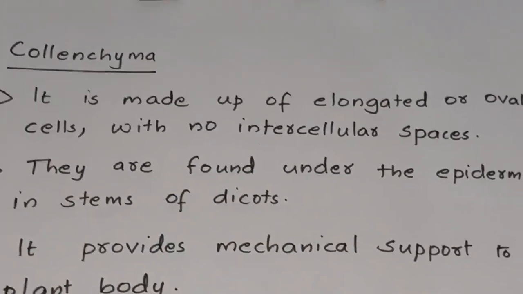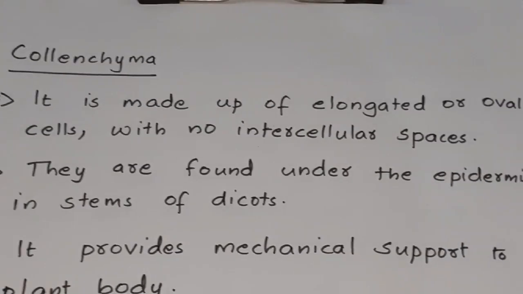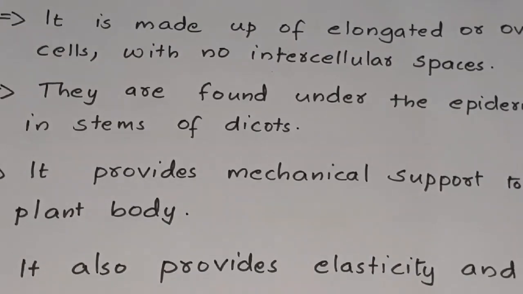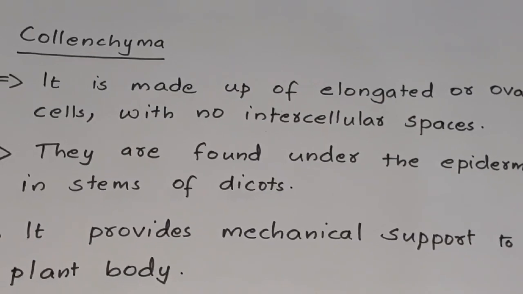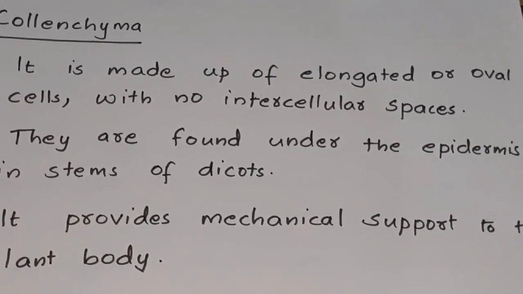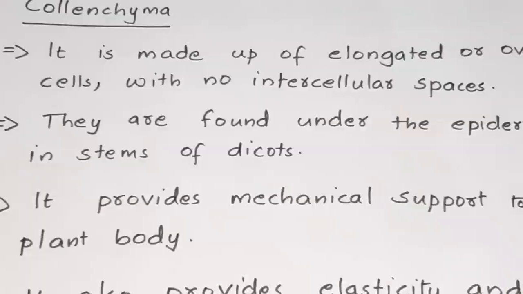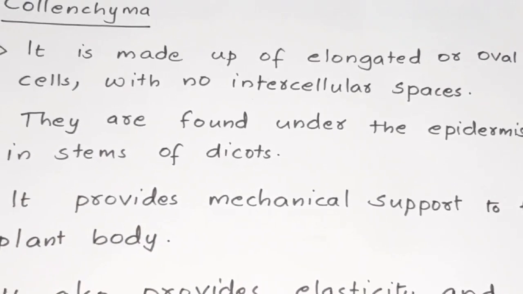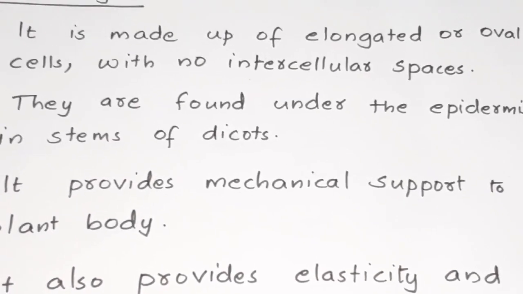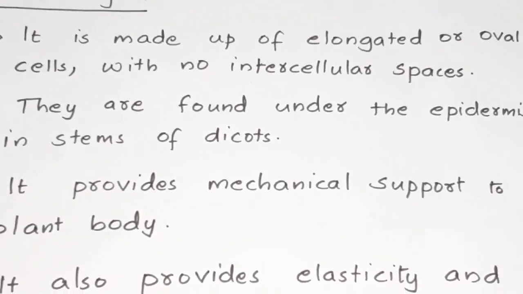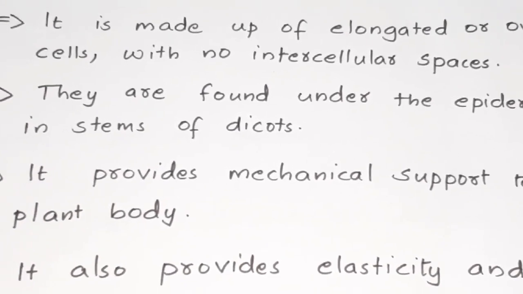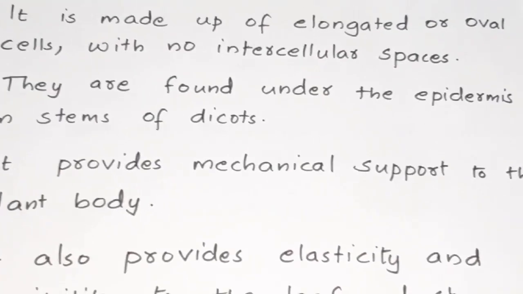Now we'll see the next type of ground tissue. First, we have seen parenchyma. The second type is called collenchyma. Now we'll see the properties of collenchyma. It is made up of elongated or oval cells with no intercellular spaces. First of all, you need to see the arrangement of cells in that tissue. There is no space, it is closely packed. That is collenchyma. We'll see the function also, then you will understand why it is closely packed.